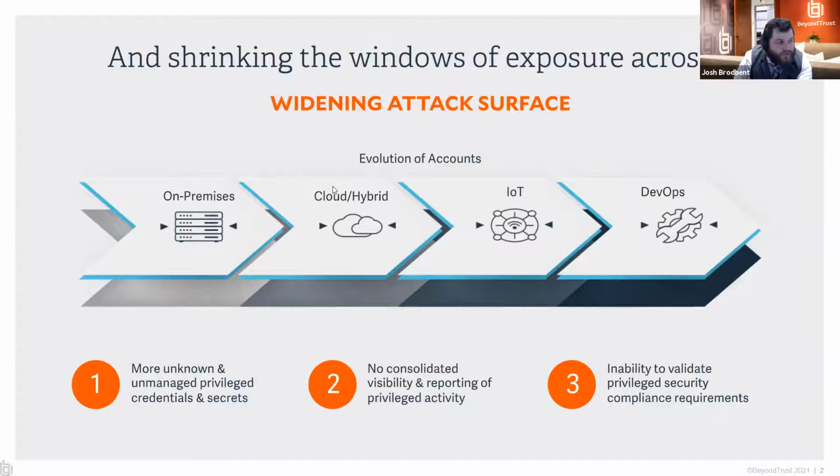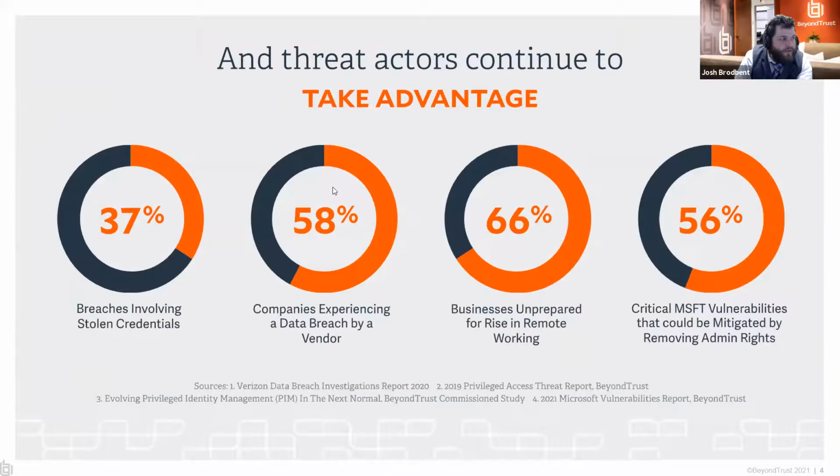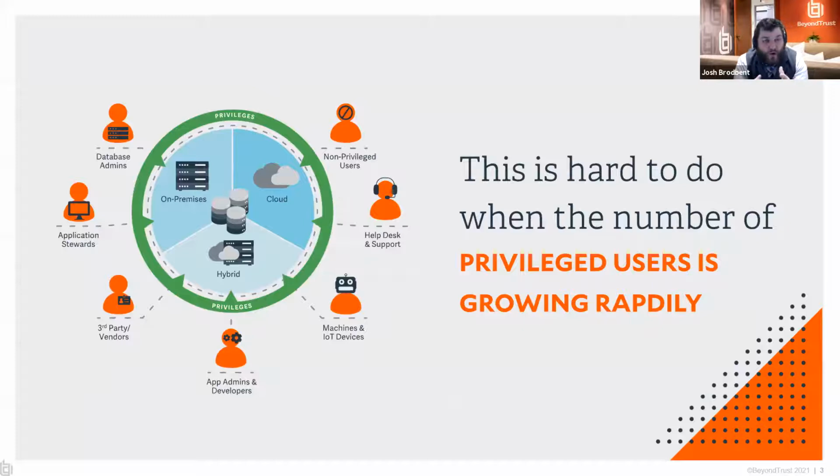And it's hard to do when the number of privileged users is growing rapidly. We used to have non-privileged users, and then we'd have help desk users. And now we end up with those, again, machines and IoT devices. We end up with app admins and developers. We end up with third-party vendors. We have people who are responsible for maintaining the applications that we use in our environment. All of those things are expanding rapidly the number of privileged users that we have in our environment.